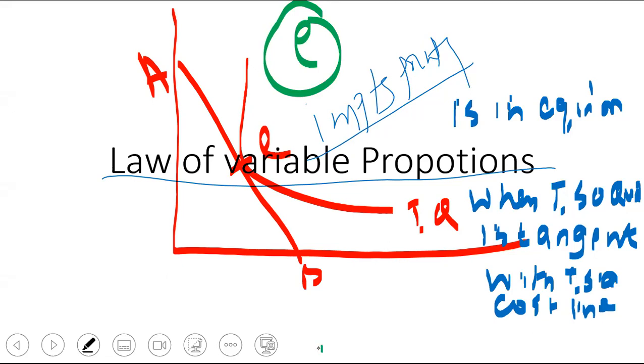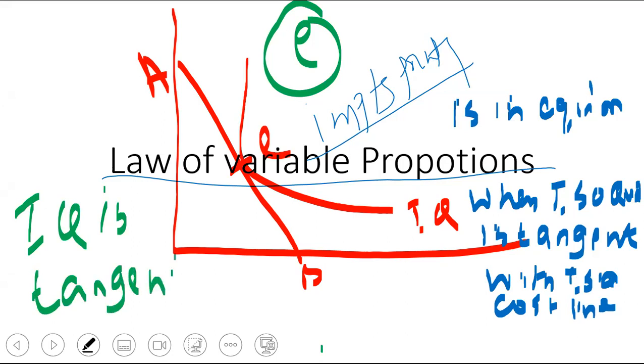In this diagram, point E is considered as the equilibrium, where isocost is tangent with isoquant.